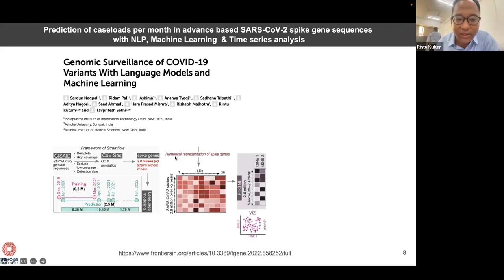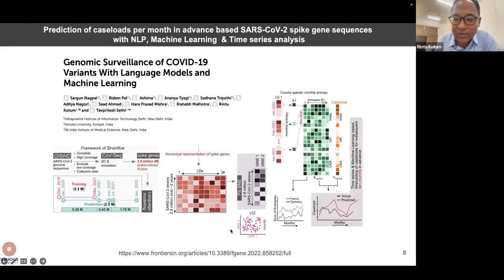Then once we get the numerical representation of the spikes, you can use various methodologies to not only do the data analysis or build models, but also visualize large-scale data points using UMAP or in fact t-SNE data visualization methodologies.